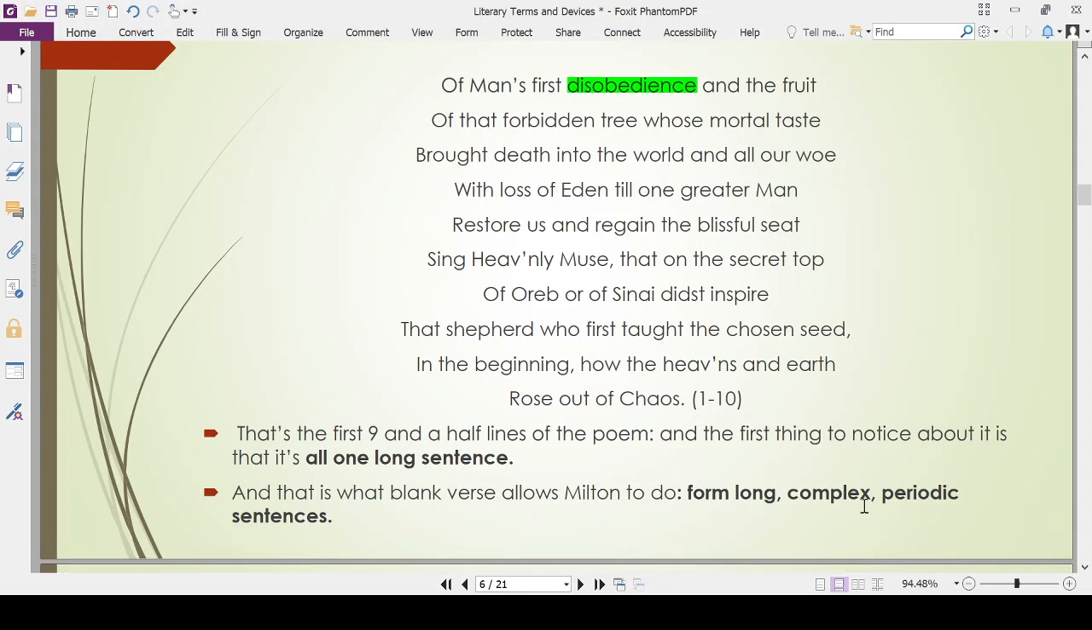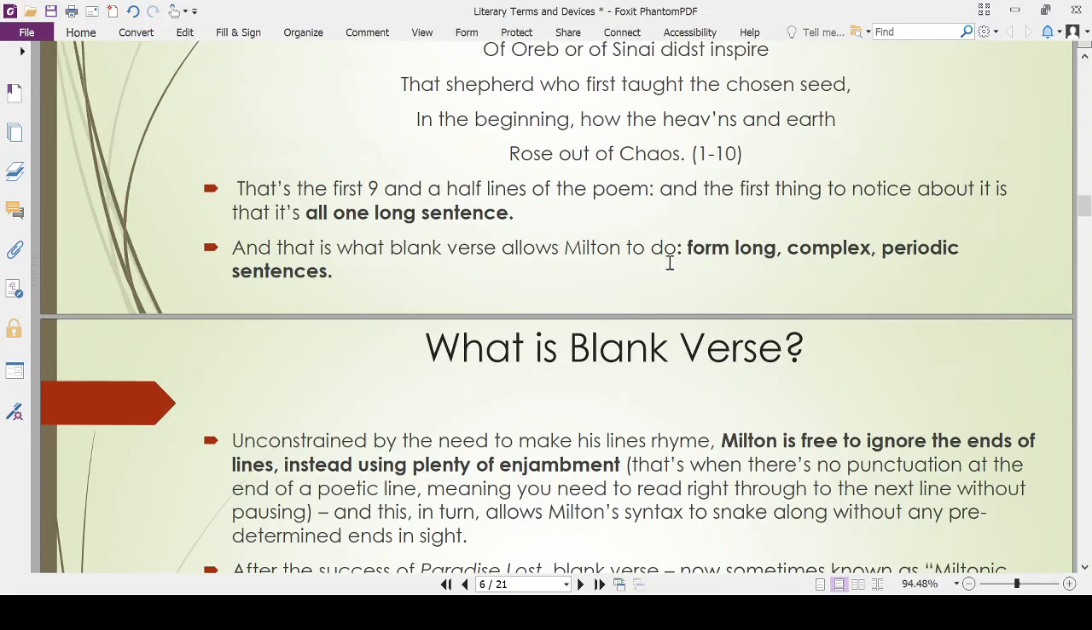What is a periodic sentence? A periodic sentence is a sentence in which the main argument, the main part of the sentence, comes not at the beginning, but at the end. A lot of writers use it to create suspense so that the listener or the reader doesn't know what the sentence is about until they get to the final part of the sentence. That's the definition of a periodic sentence. So blank verse allows Milton to create periodic sentences, which are almost always used in prose. This kind of blank verse allows Milton to create periodic sentences in poetry. And that's why he has chosen blank verse.